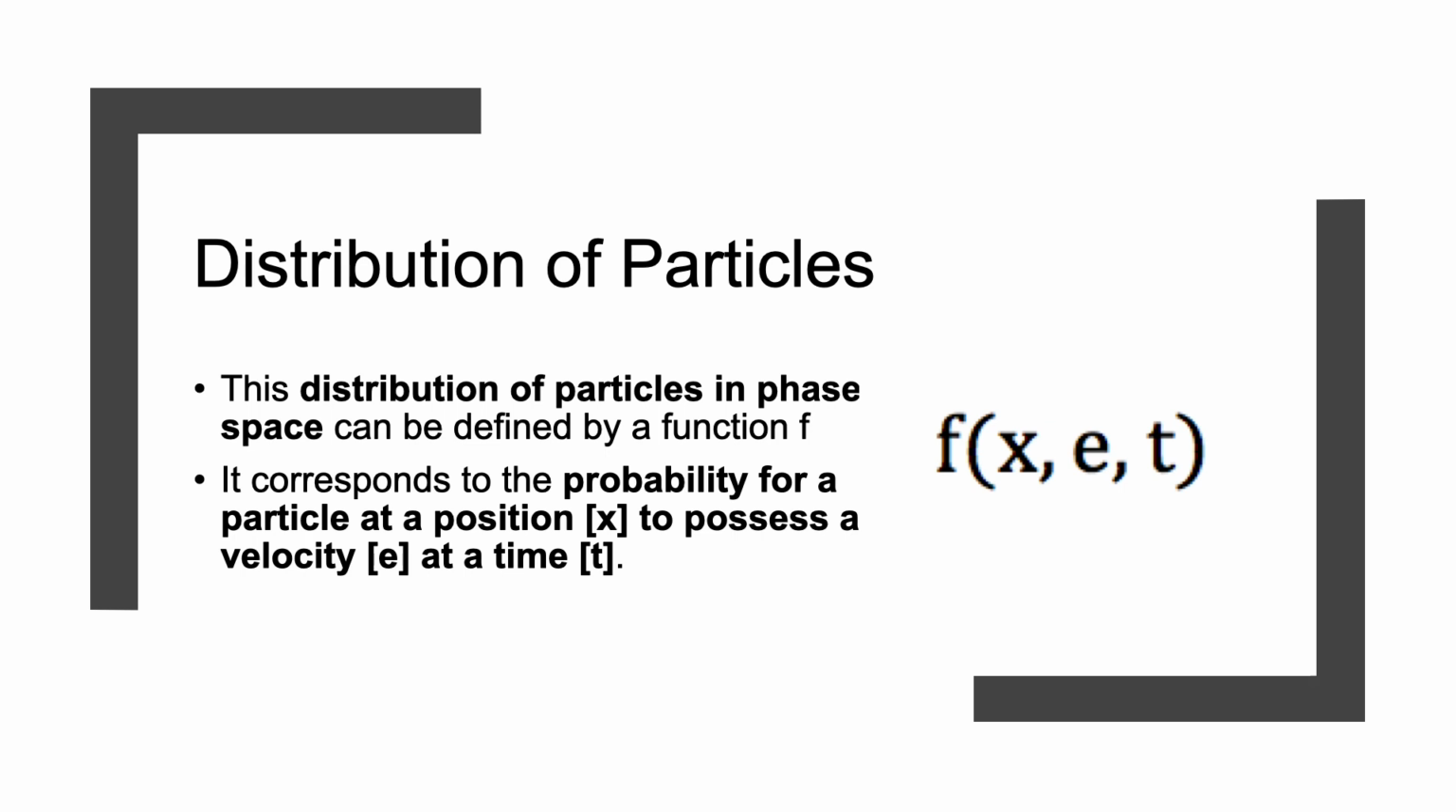If you give a name to the distribution of particles, we call that a function f, which is a function of x, small e, and t. x is the position of a particle, e is the velocity, and t is the time. So this corresponds to the probability for a particle to be at position x and to possess a velocity e at time t. And this function is very important to get to the LBM equation.